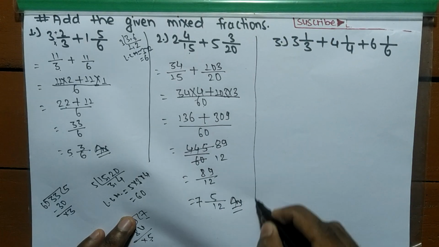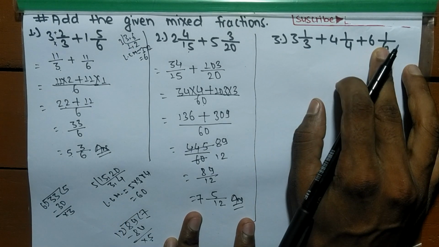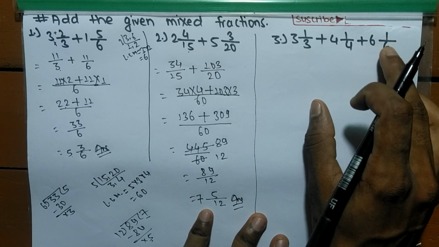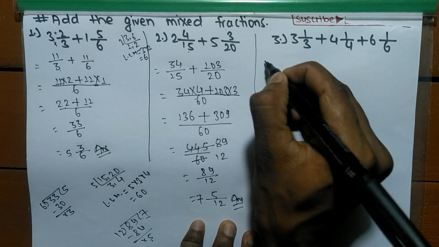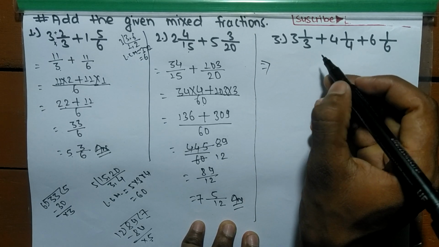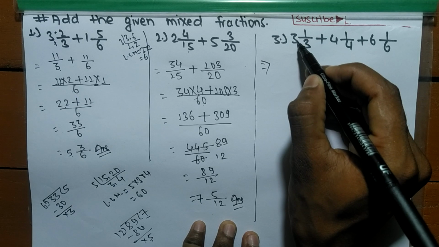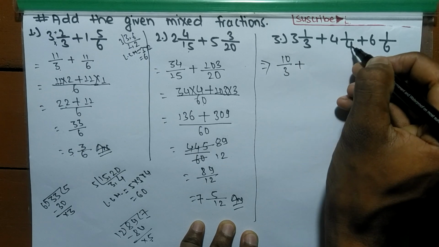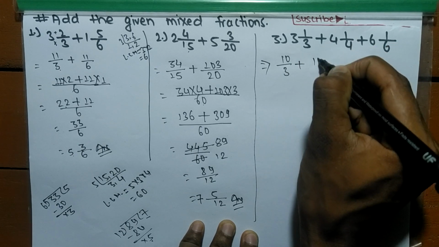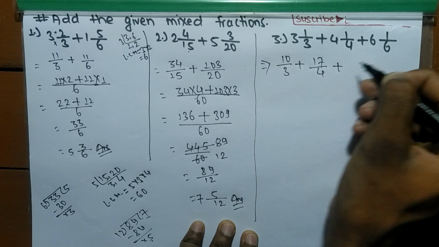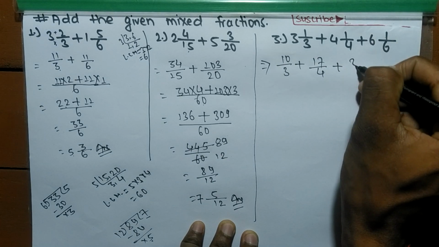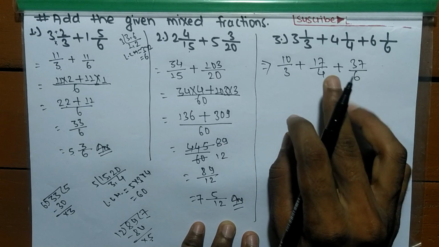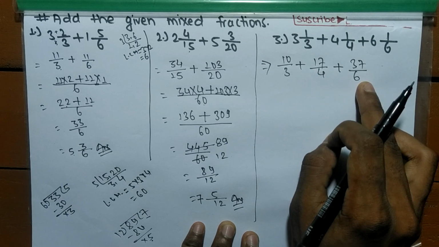So in the same way we have to add here 3 given mixed fractions. So it is 3 whole 1 by 3 plus 4 whole 1 by 4 plus 6 whole 1 by 6. So first of all we have to convert them, as usual, into unlike fractions. So 3 times 3 means 9, 9 plus 1 means it is 10 by 3, plus 4 times 4 means 16 plus 1, 17 by 4, plus 6 times 6, 36 plus 1, 37 by 6. So these all are now converted into improper fractions, and these all are unlike fractions.